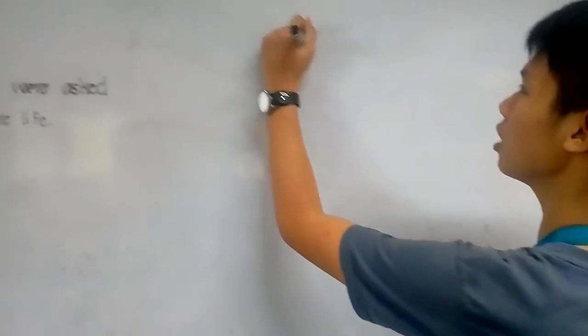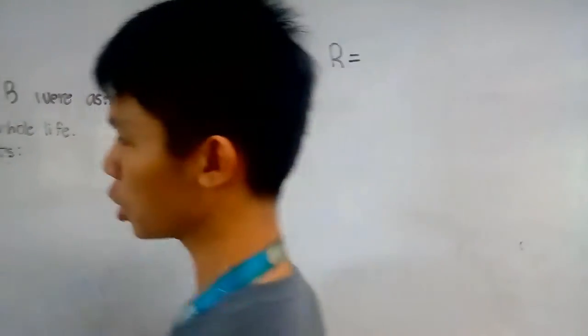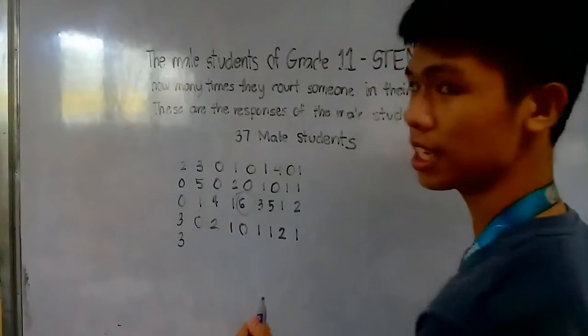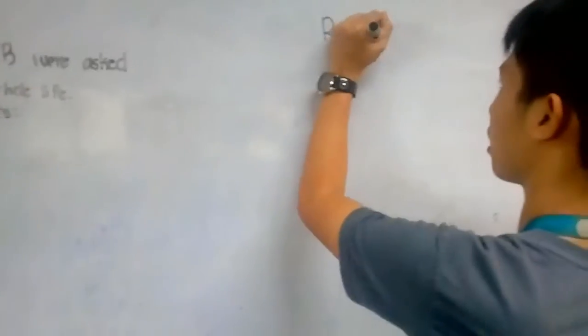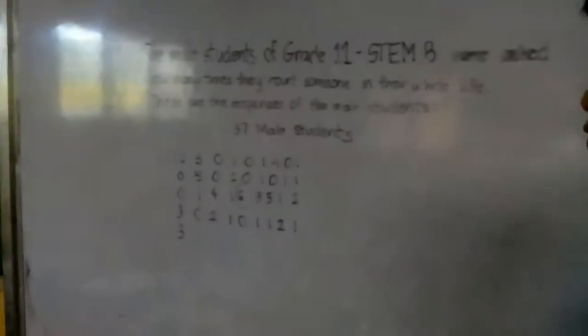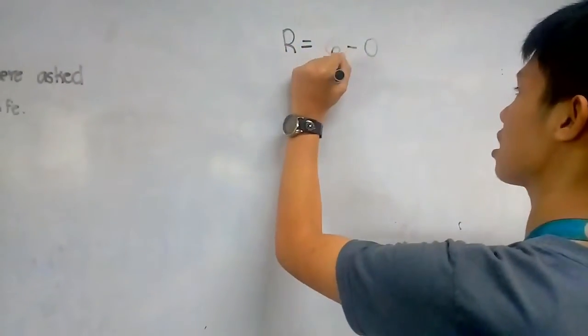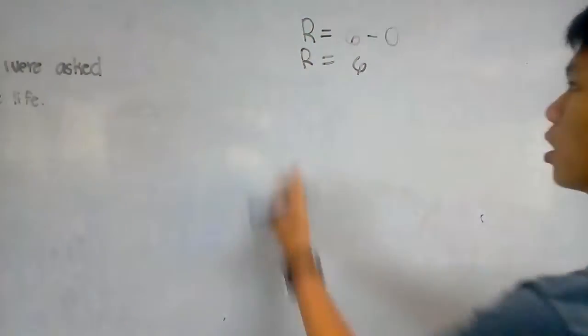To solve the problem, first, we need to find the value of the range. To compute for the range, it is equal to the highest value obtained from the sample, which is 6, minus the lowest value obtained in the sample, which is 0. So 6 minus 0 equals 6. So the range is equal to 6.